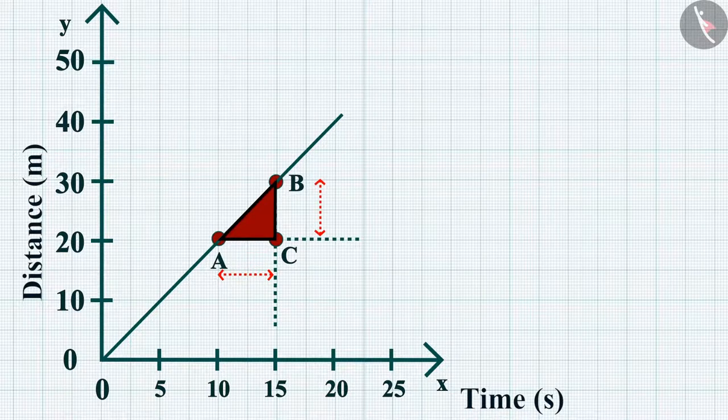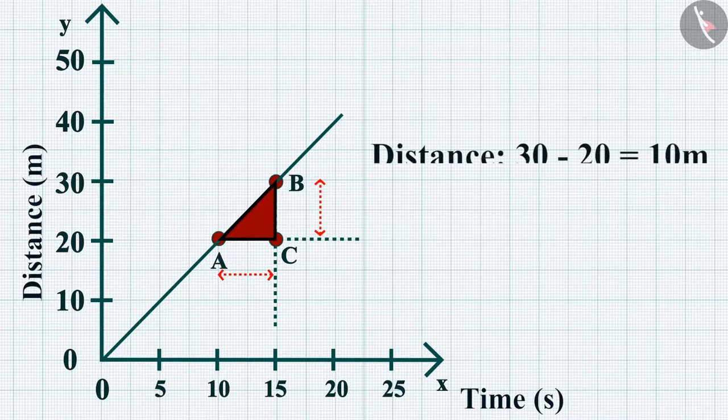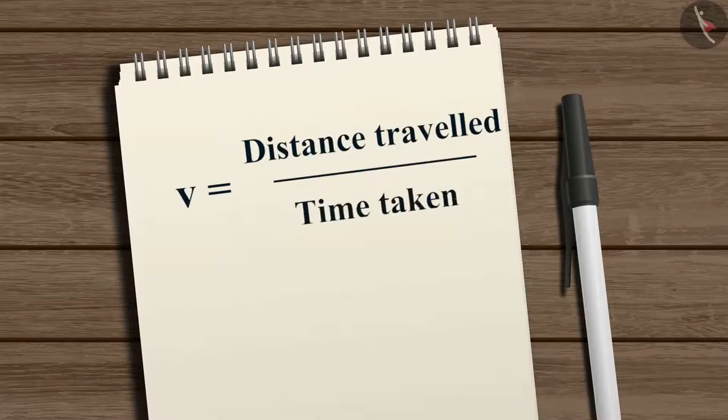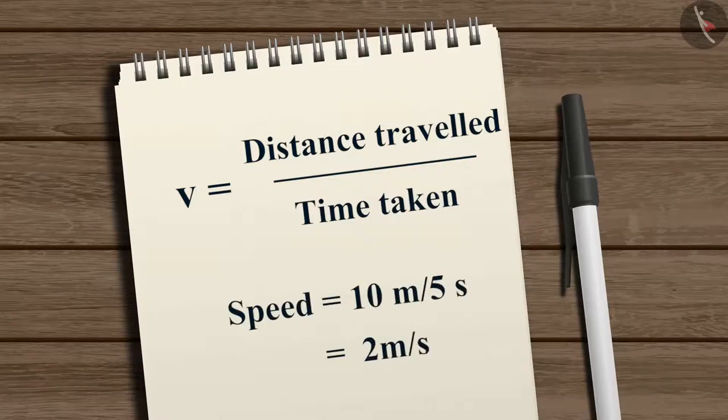We can see from the graph that as the object moves from point A to B, it covers a distance of 30 minus 20, which is equal to 10 meters, in a time of 15 minus 10, which is equal to 5 seconds. The speed v of the object can be determined as v is equal to distance travelled upon time taken. Speed is equal to 10 meters upon 5 seconds, which is equal to 2 meters per second.